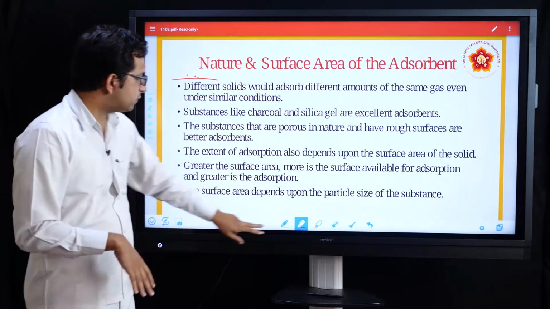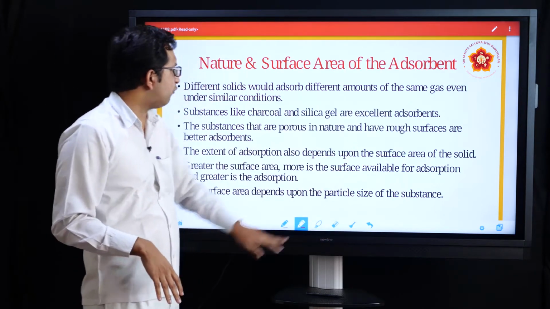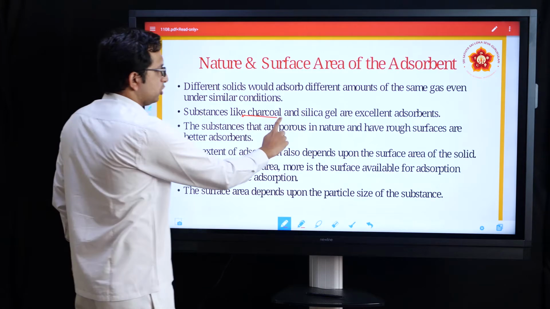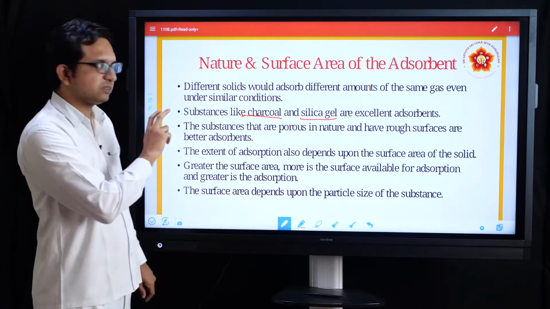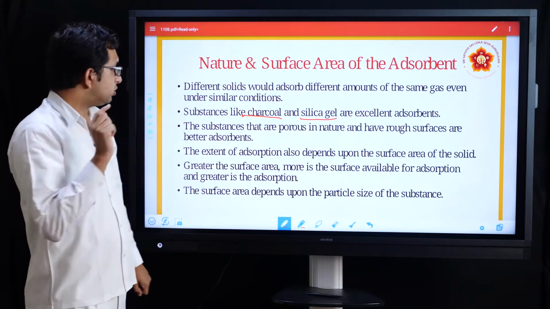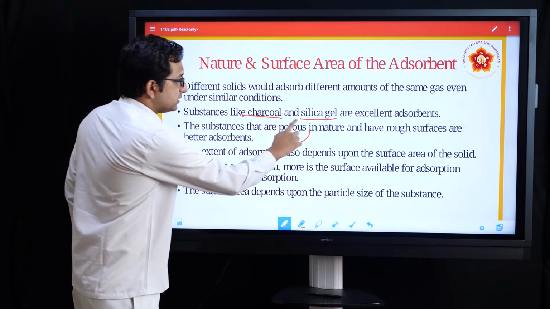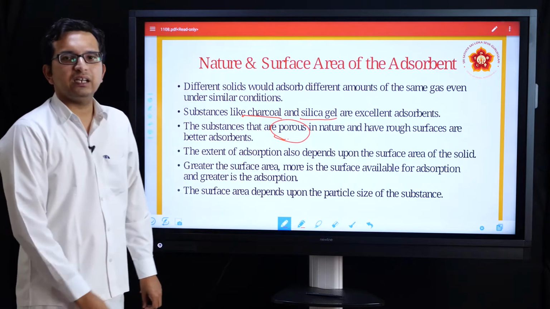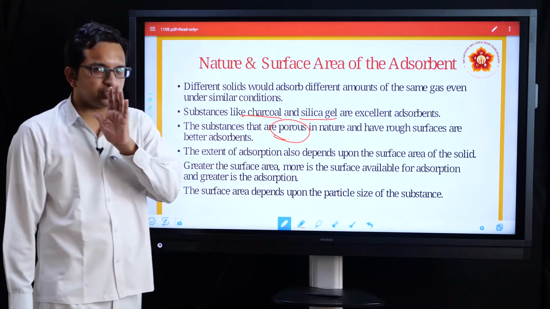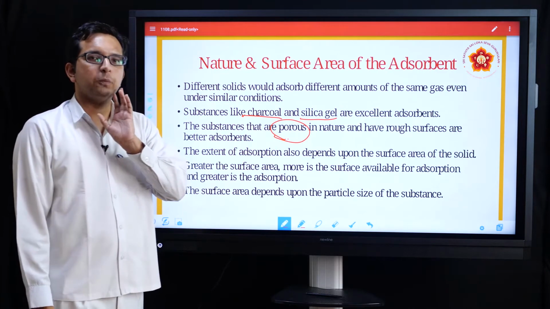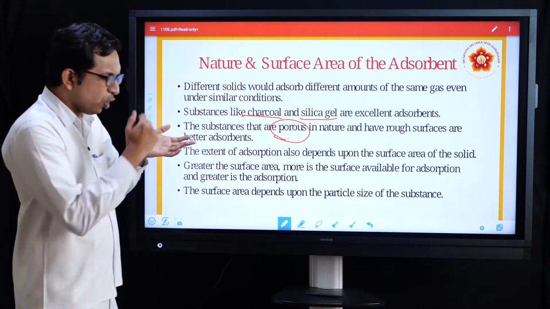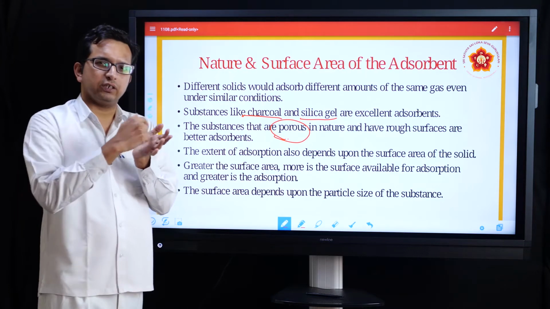Now some of the very good examples that we have for adsorption are charcoal and silica gel. Actually we have come across these two examples in a large way. These substances are generally porous in nature. If they have to be good adsorbents, they should be porous. Now the question is, what do you mean by the word porous? Porous indicates hole-like components which are there.